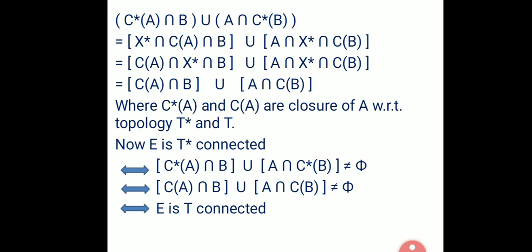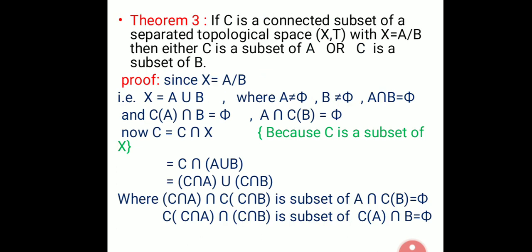So we write here this is not equal to phi, and as this is equal to closure of A ∩ B ∪ A ∩ closure of B, so it is also not equal to phi, and hence from this we can say that E is T connected. Now let's move on to the next theorem.